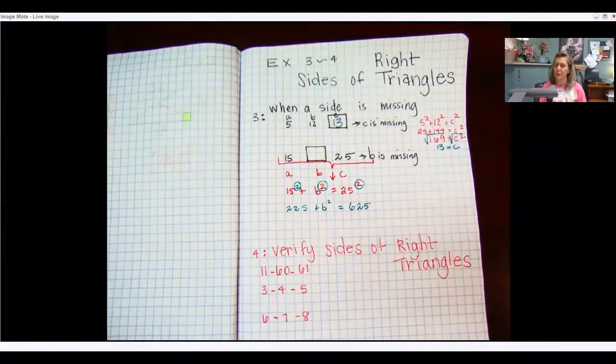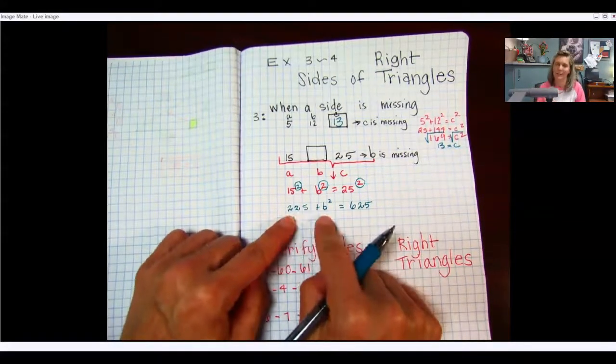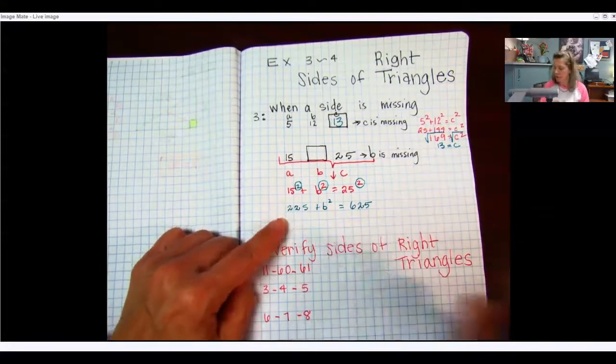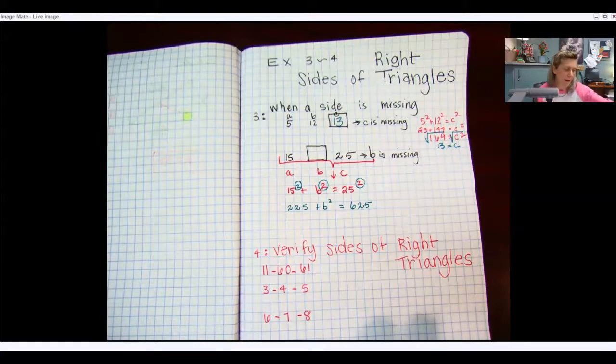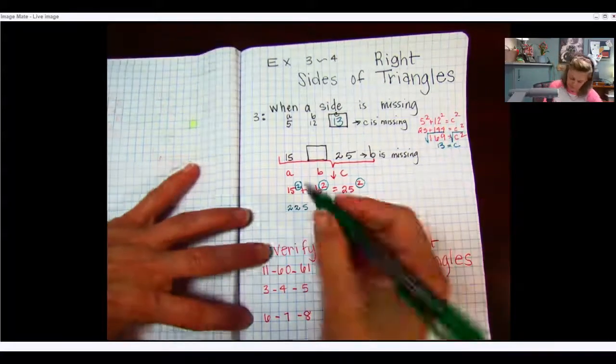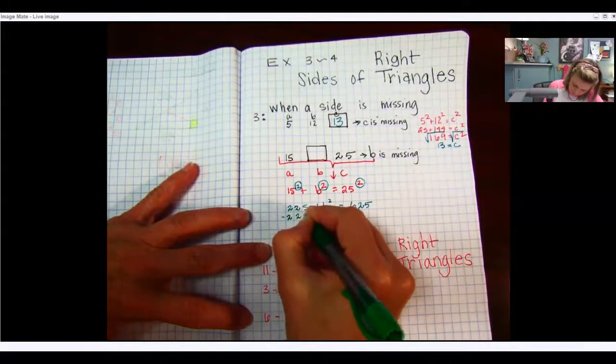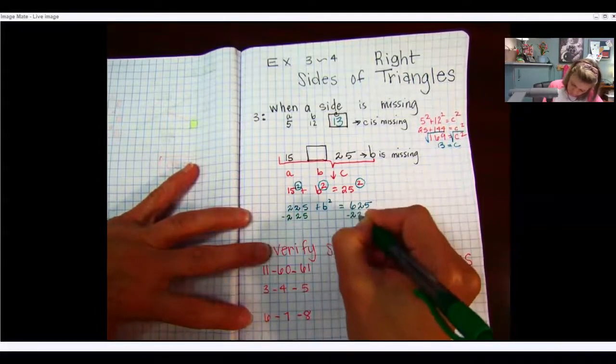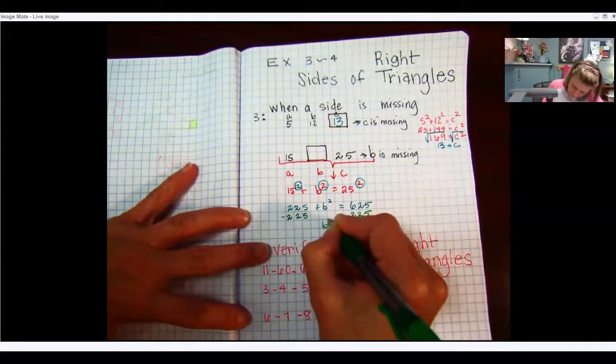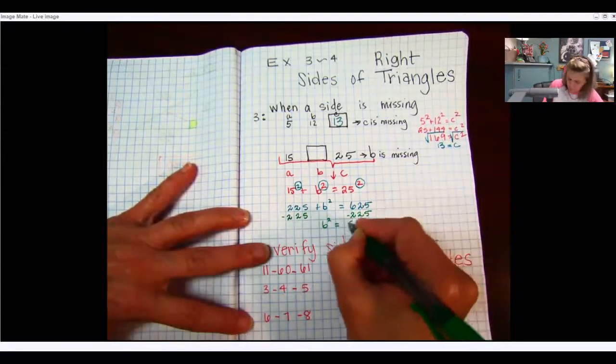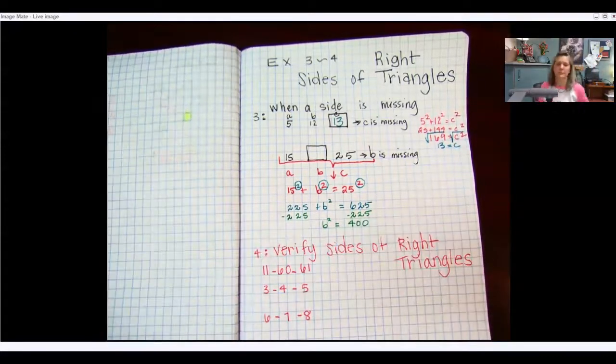All right, so remember, you need a single letter equaling a single number. I don't have a single letter over here. You have to make a 0 pair. So we're going to subtract 225 from both sides. So B squared is going to equal 400. All right, we're almost ready. We have a single letter and a single number, so it is time to square root both sides.